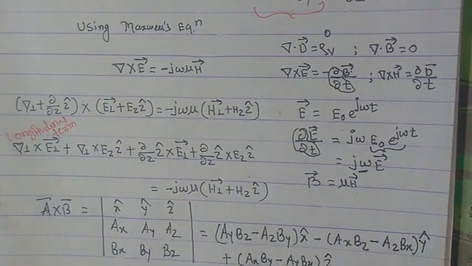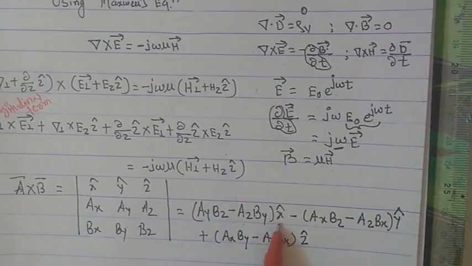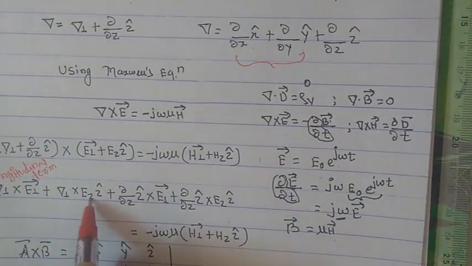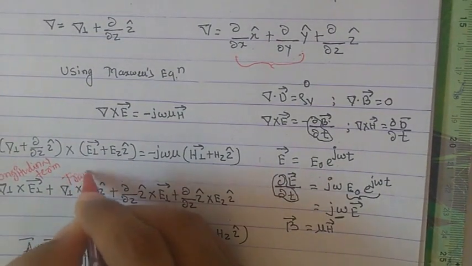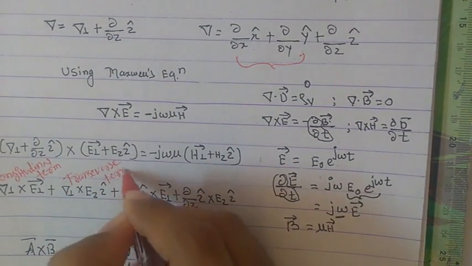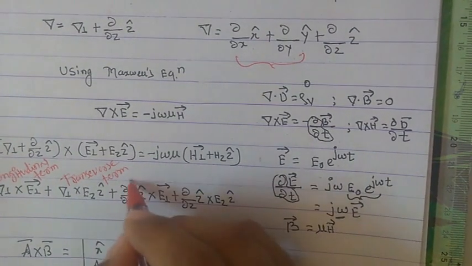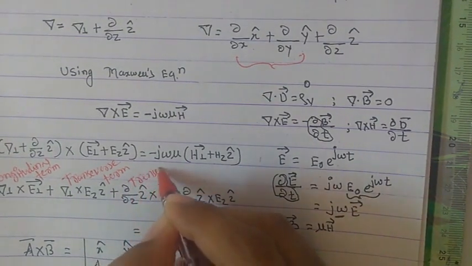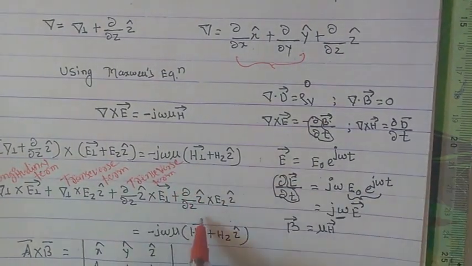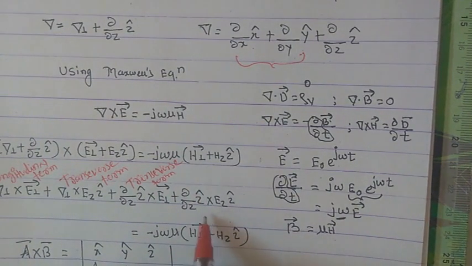The second term has a cross product with Z, so it will always lie in the transverse plane. So the second term is a transverse term. Again, here we have a cross product with Z, so this is also a transverse term. Then there is the term with a cross product between two longitudinal components.